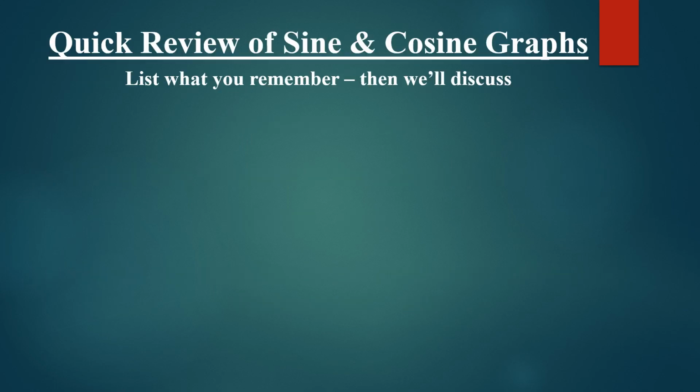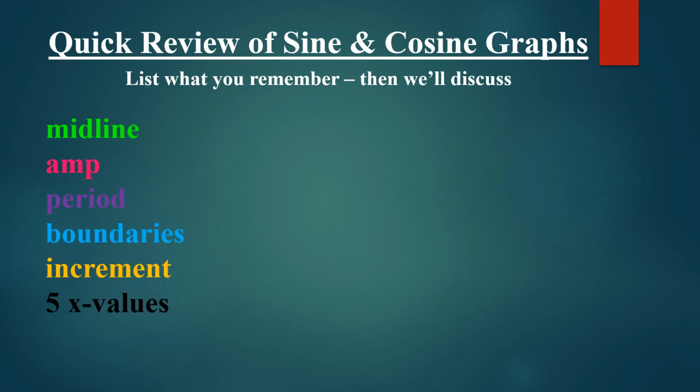All right, our next slide says, what are some of the things you remember about the sine and the cosine graphs? Hopefully what first comes to mind is all of those characteristics that we would write: the midline, the amplitude, the period, which is 2 pi over b, the boundaries where I begin and end with those 5 critical values, those x values, and finally that increment. So when we take our period and divide it by 4, that gives us the increment to add from left boundary to right boundary.